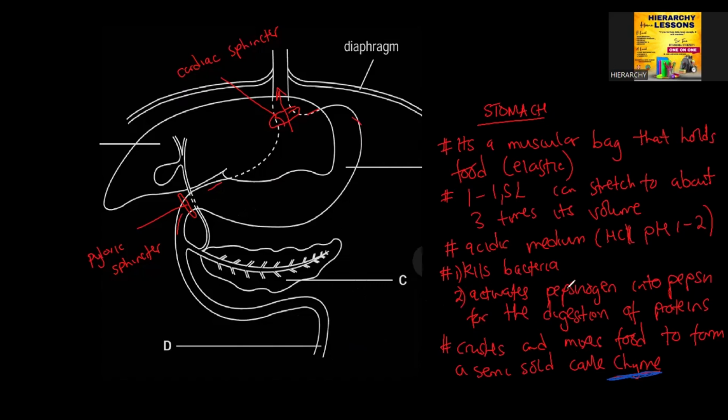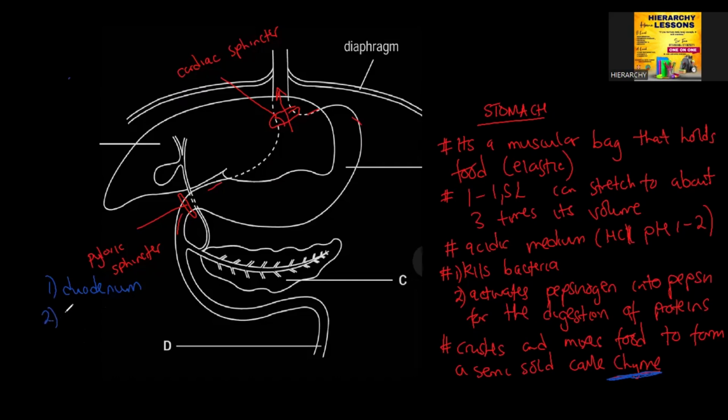So what you need to know is that digestion of proteins begins in the stomach, right? That's where digestion begins. Now I want to move on to the small intestine. The small intestine is just a continuous tube. The first part is called the duodenum.